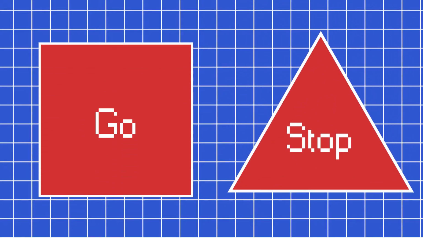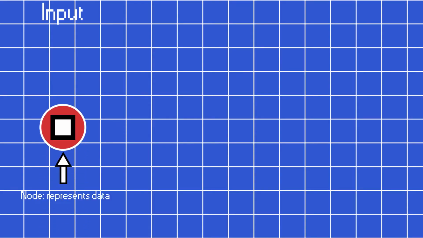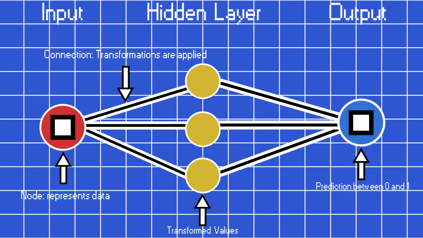Let's say we want this neural network powered robot to move when it sees a square and stop when it sees a triangle. This neural network would have an input layer where we input the values and features of squares and triangles so it learns how to identify them. Then there are hidden layers where these values are transformed in order to create a prediction between 1 and 0 that the image the robot is seeing is either a triangle or a square.